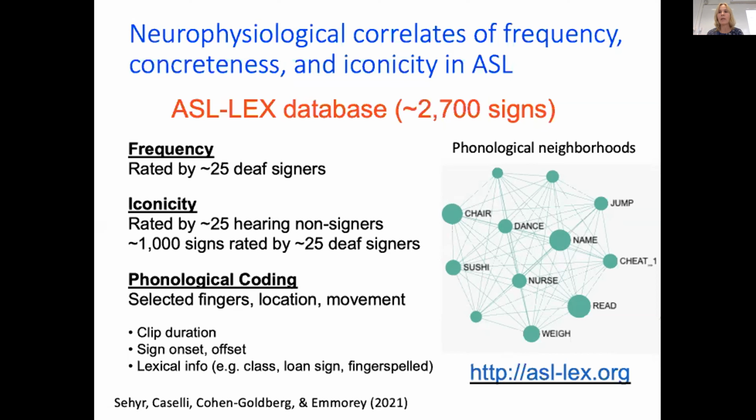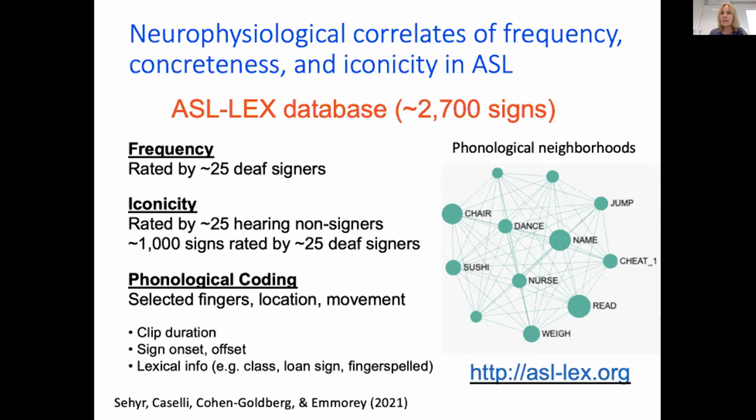And you can get all of this information in Excel. I encourage you guys to go to the website there and play around with it. The visualization is really nice. It shows phonological neighborhoods, which Naomi Caselli, you'll be hearing about one of her studies at the very end of the talk, has used to calculate neighborhood densities. So you can get neighborhood densities for ASL signs based on this phonological coding.